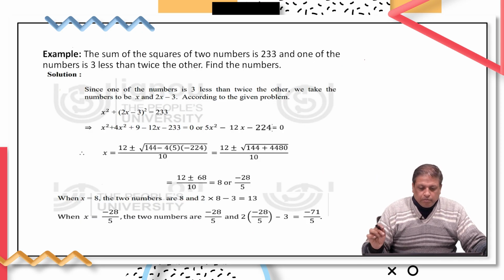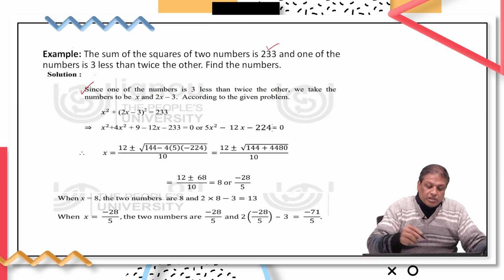Now, to have a better understanding, to a further level of extent, let me solve one more example, and this will give you a better insight. And the example is: the sum of the squares of two numbers is 233, and one of the numbers is 3 less than twice the other. Find the numbers. So you just read the statement.